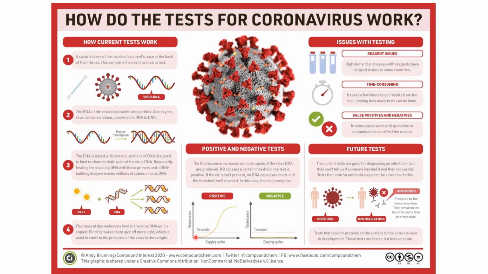So what happens is you copy the DNA, copy the DNA, copy the DNA, and look for fluorescence. If there's fluorescence past a certain threshold, that's a positive. If there's no fluorescence, that means there was no DNA. That means there was no viral RNA, which means there was no virus, and so that's negative.